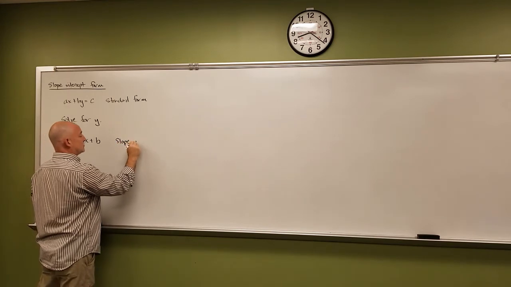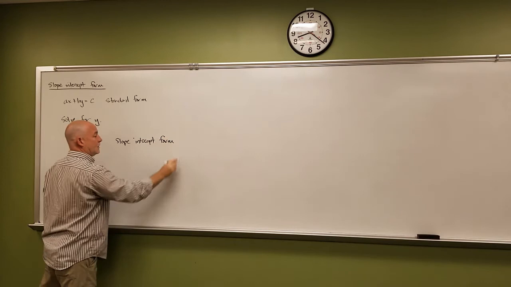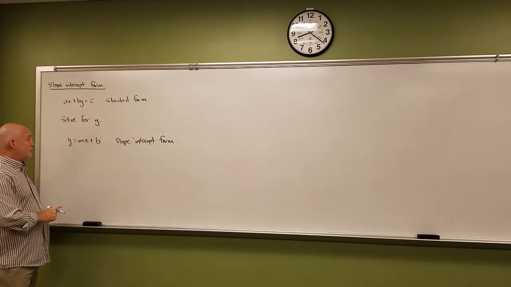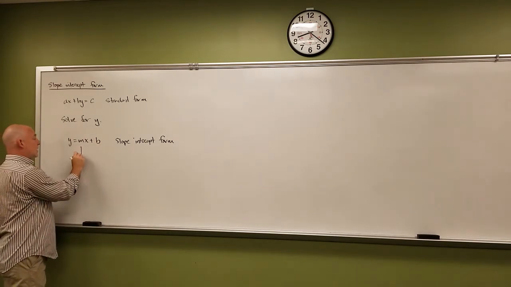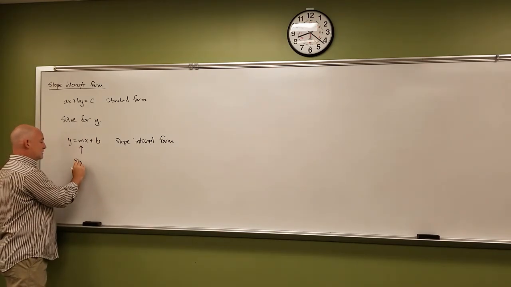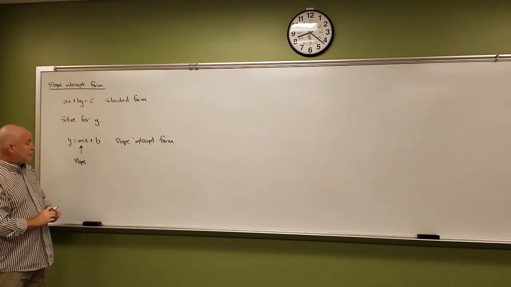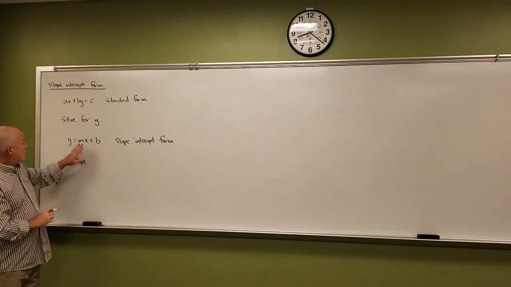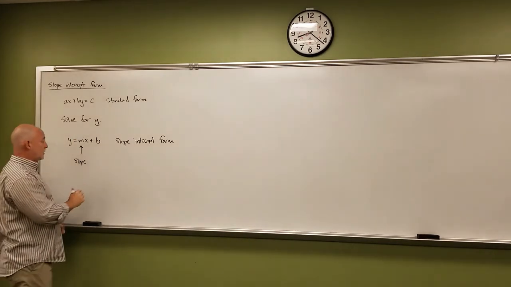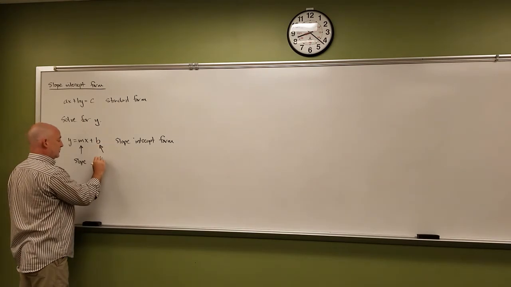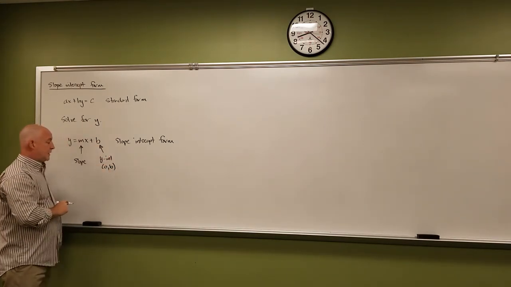This is slope-intercept form. Now the nice thing about this, when it's in this form, we can visually see two very important pieces of information. The number in front of the x is the slope. And remember how we find y-intercepts, we let x be equal to 0. If x is 0, that goes away. You can see y is equal to b, which means we can also just visually look at this and see the y-intercept is the point (0, b).